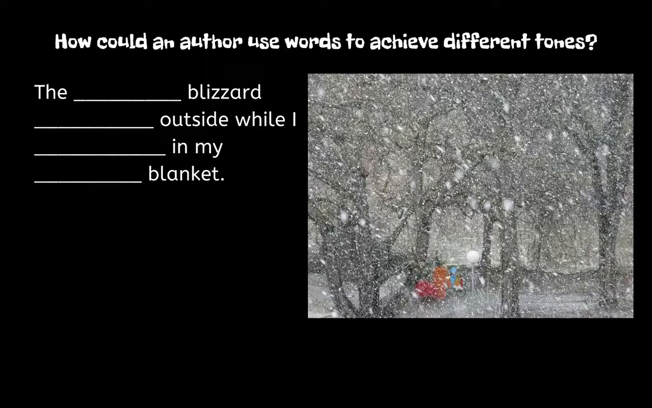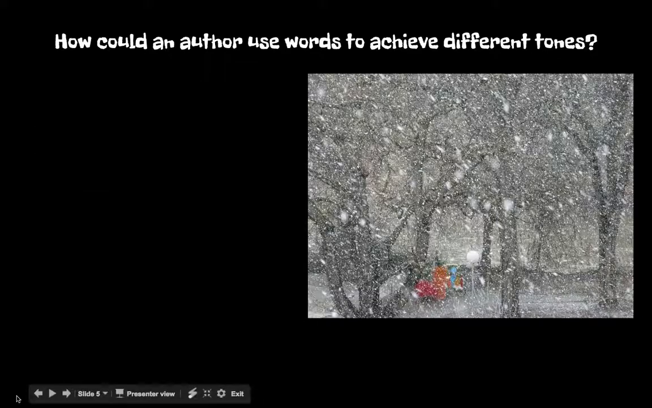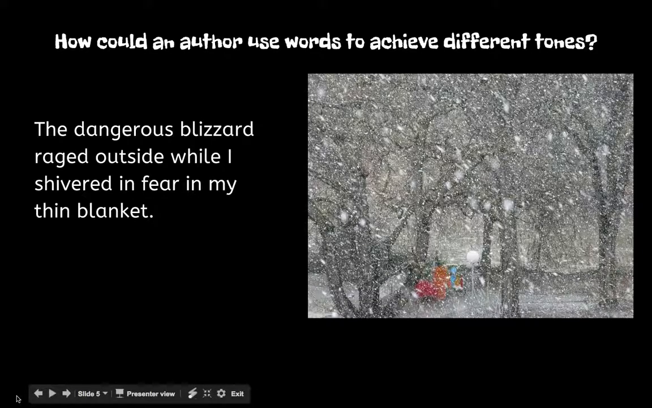Let's look at this sentence. The blank blizzard blanked outside while I blanked in my blank blanket. Let's look at how the author could use certain words to achieve a frightened tone. The dangerous blizzard raged outside while I shivered in fear in my thin blanket. The author's word choice shows that the tone is frightened.